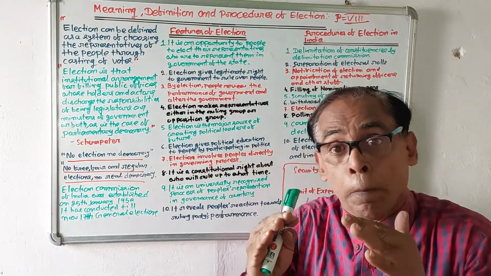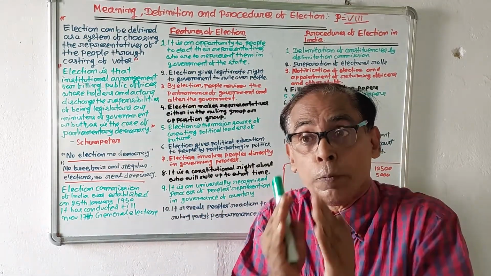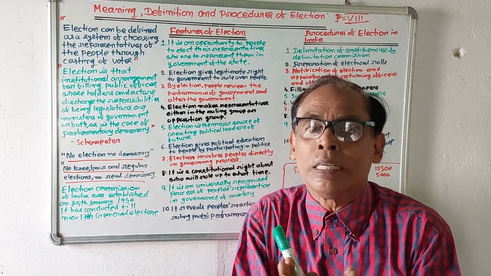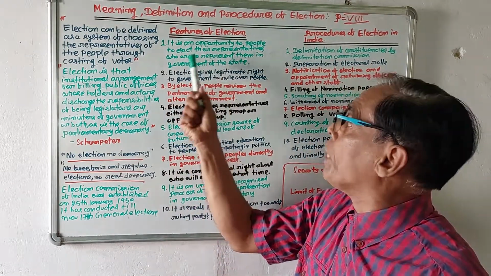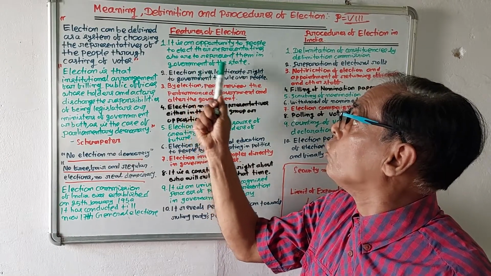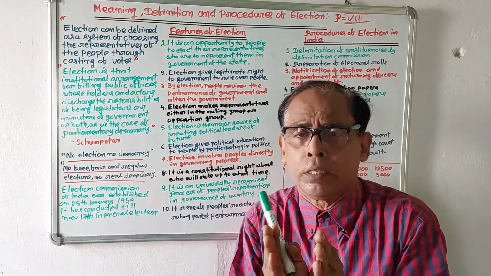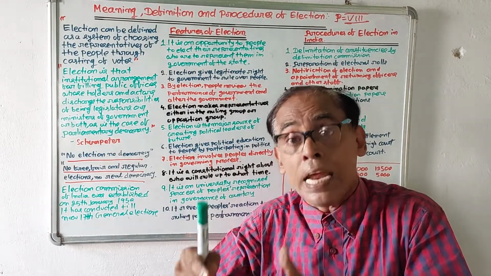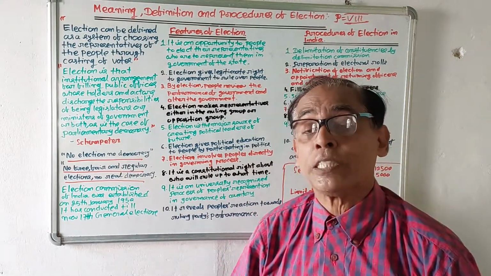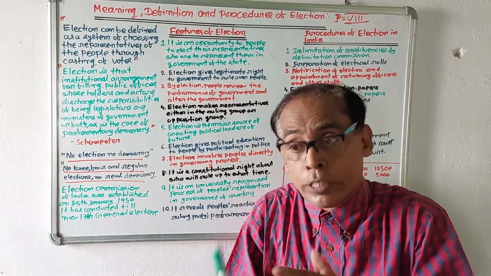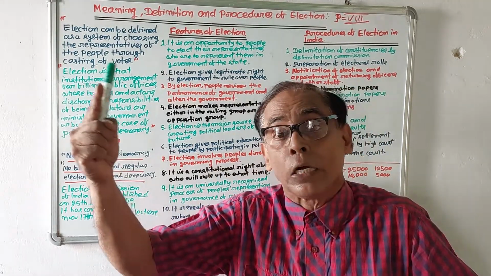Now let us discuss. There are many features of election. If we discuss 9-10 features of election, we will be clear about the actual meaning of election. So what are the features of election? The first feature of election is that it is an opportunity given to people to select their representatives who will represent them in the government of the state.